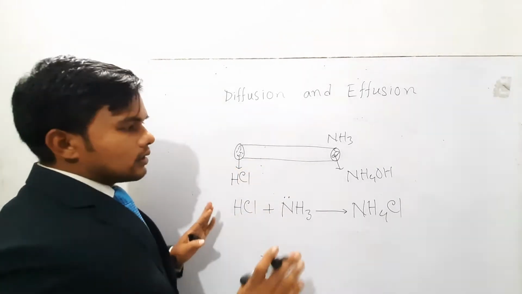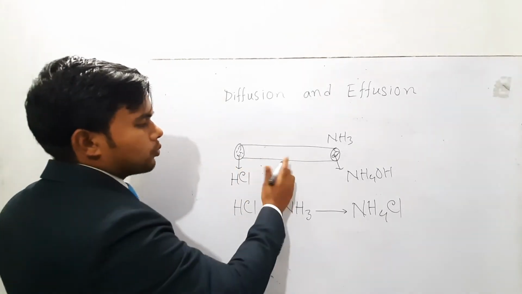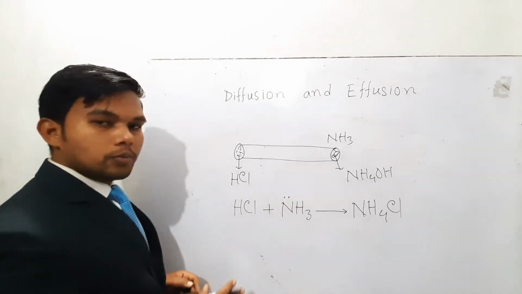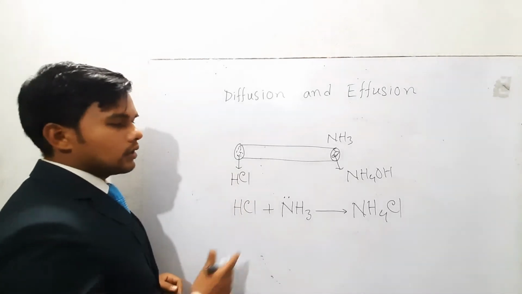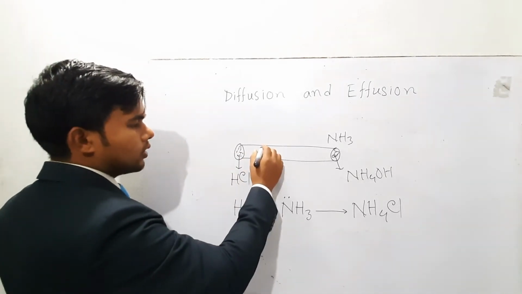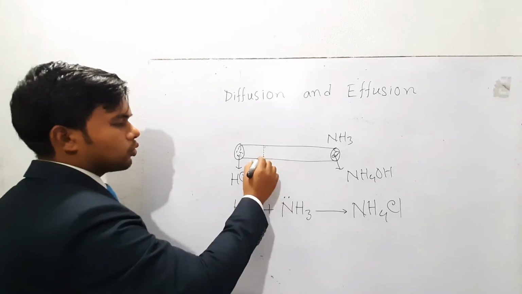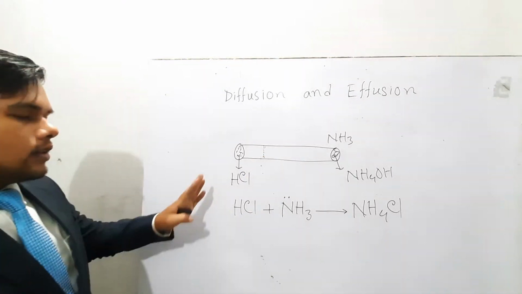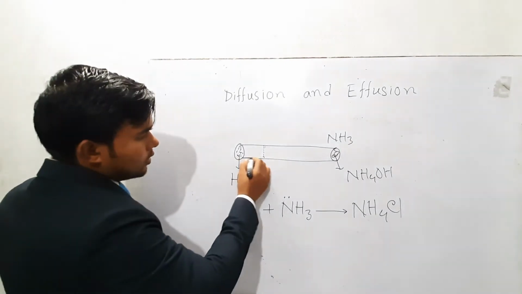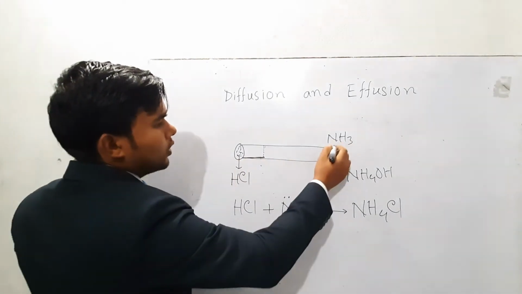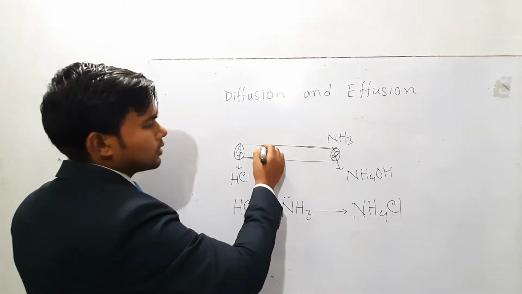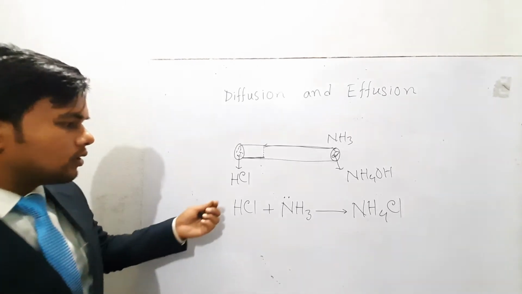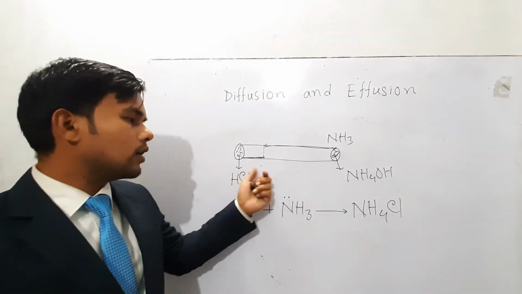An interesting thing is that the white smoke will not be produced at the center of the tube, at the middle of the tube. Rather it will be produced near the hydrogen chloride end. Let the white smoke be produced here. Why does this happen? In the same time, hydrogen chloride travels this distance and ammonia gas travels that distance. That means ammonia gas travels more distance than hydrogen chloride. That means the diffusion rate of hydrogen chloride is lower than that of ammonia gas.